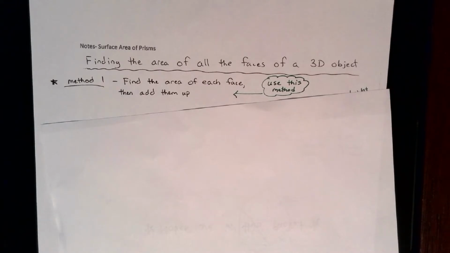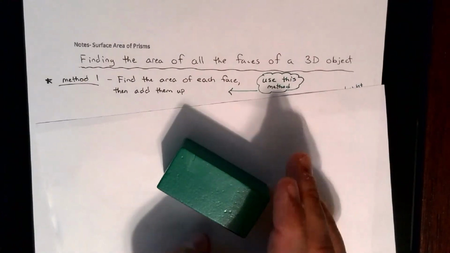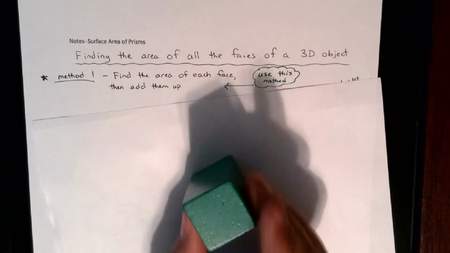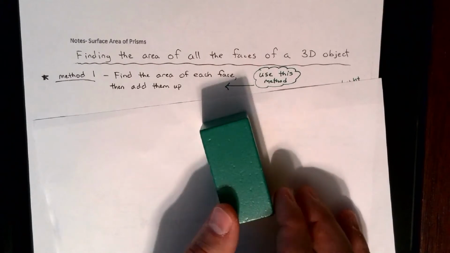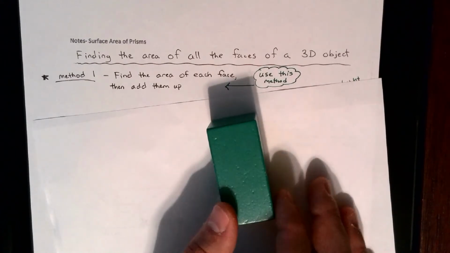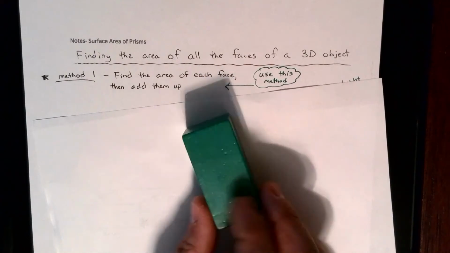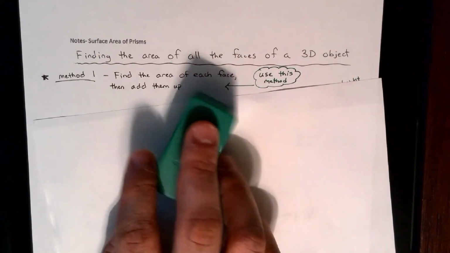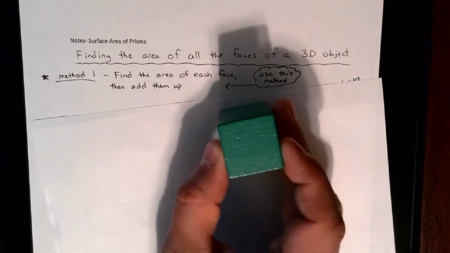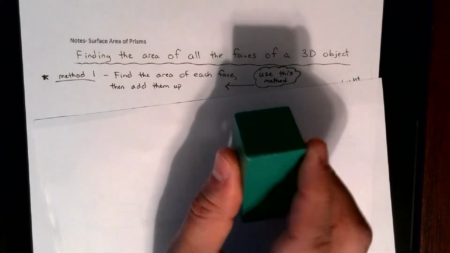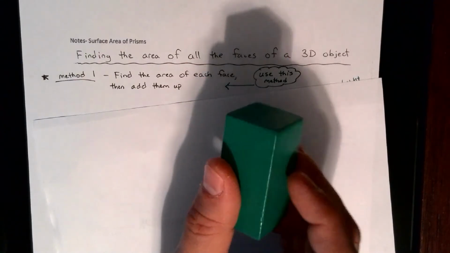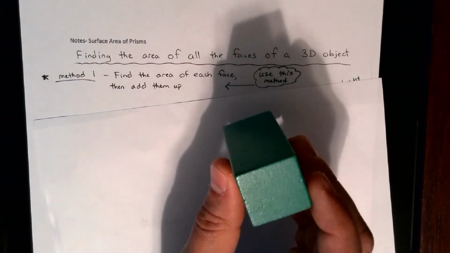Okay, so basically what it boils down to when we're finding the surface area of a 3D object is, as we learned yesterday, something like this box, called a rectangular prism, has 6 faces. In this case it's got these 4 rectangular faces that are all the same size, and then these 2 square faces on both sides. So it's a total of 6 faces, the 4 rectangles and the 2 squares. Hopefully you see that.